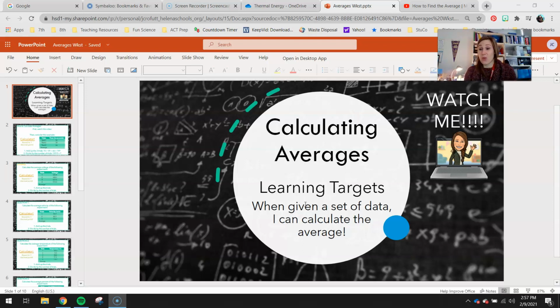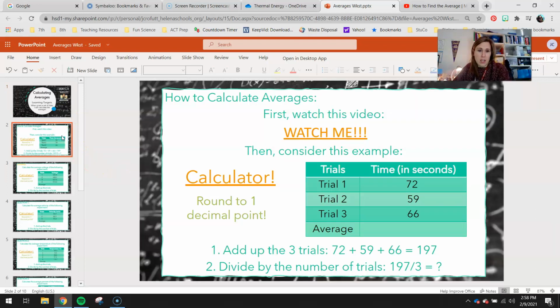The reason we're doing this right now is as we're starting off our thermal energy unit, we're going to be calculating the kinetic, or the average kinetic energy of molecules and how that relates to temperature, heat, thermal energy, all those things. So you guys will see averages throughout this whole unit. So I want you guys to have a good understanding of what an average is and how we calculate it. Okay? So moving on.